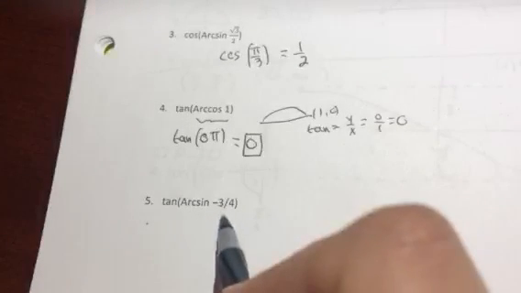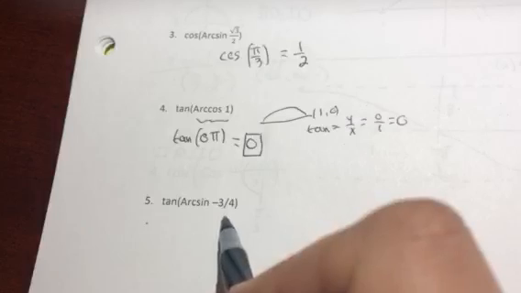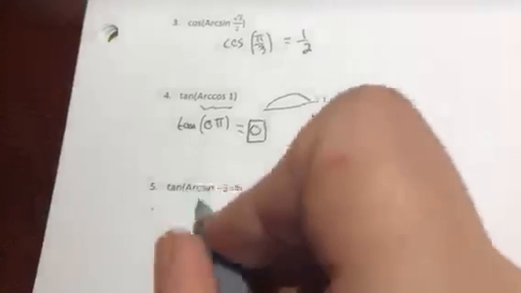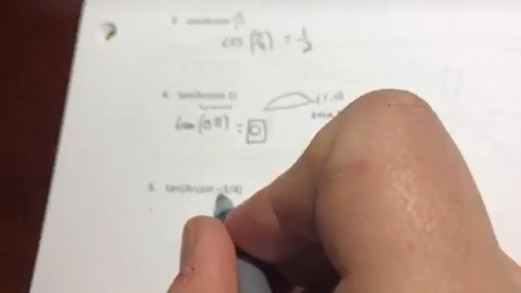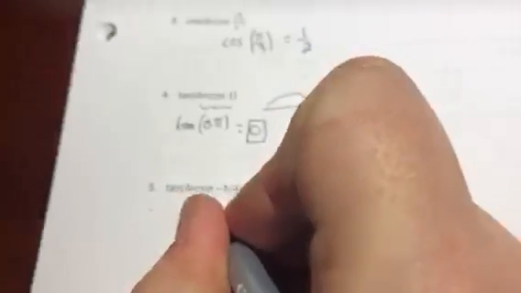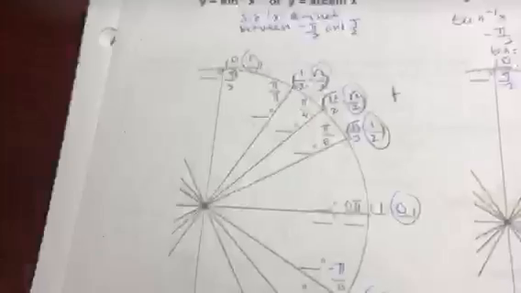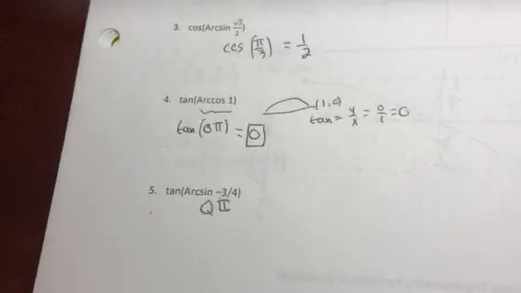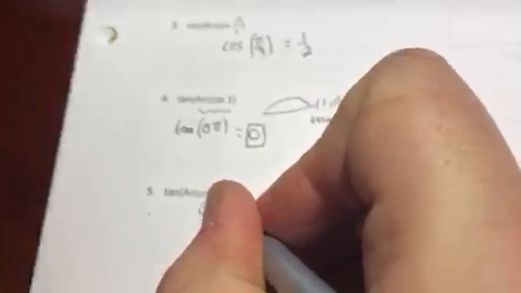Now we're looking at a problem where negative 3/4 is not a ratio from the unit circle. So we're going to take this information. Remember, arc sine is positive in quadrant number 1, negative in quadrant number 4. Sorry, that's not right at first, it's quadrant number 4. So positive in quadrant 1, negative in quadrant 4 for arc sine.